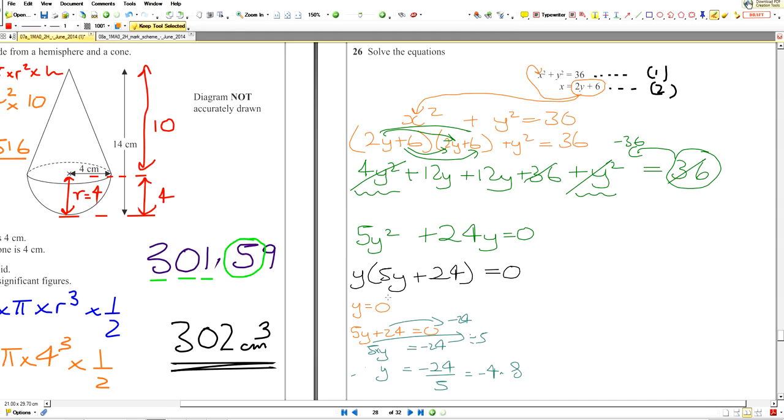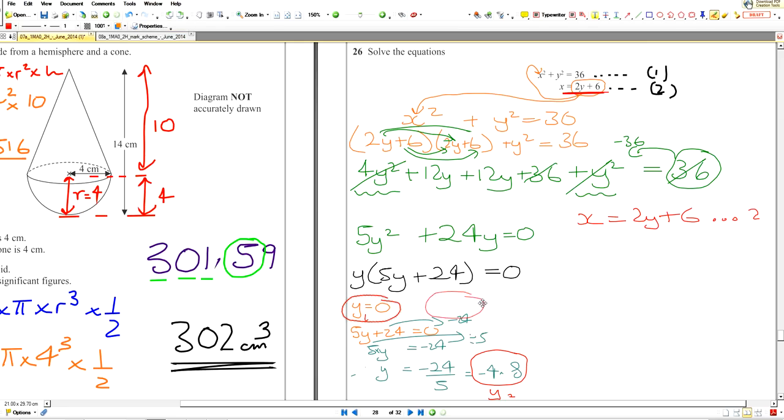One solution was y equals 0. Or if you make this bracket equal to naught, that gives us a y value of minus 4.8. So here are our two y values, y1 and y2. Now, because of the nature of this circle equation, x squared plus y squared, we'll normally have two solutions. So we've got two y values, we'll have two corresponding x values. Now, how do we work out the x value? X is here, equation number 2: x is equal to 2y plus 6.